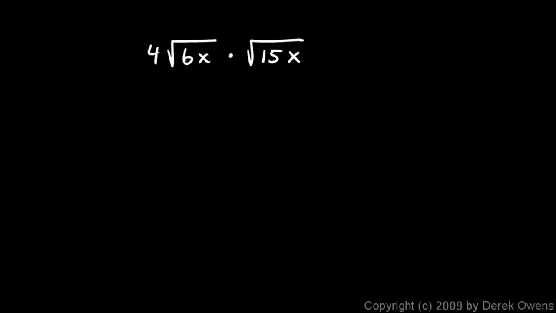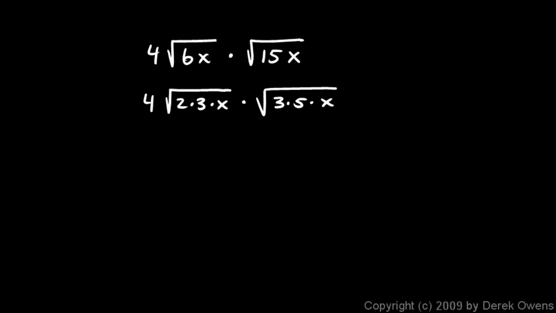Here's another example, and what we'll see here is that the same concepts apply even when variables are involved. We've got the x under here and here. So let's work this out. Again, this is going to be a little bit easier if we go ahead and factor these. So let's write the problem as 4 times the square root of 2 times 3 times x times, and then our second factor here is 3 times 5 times x.